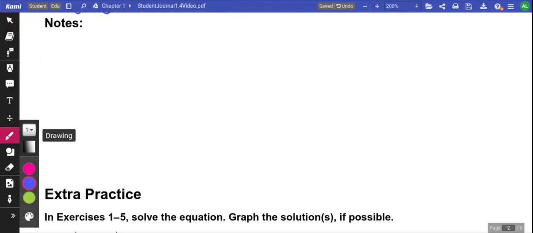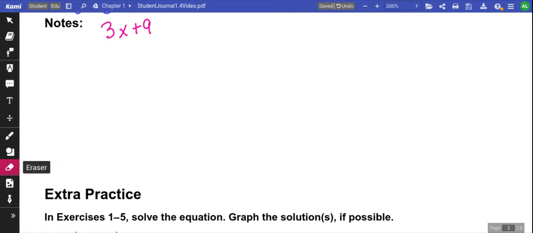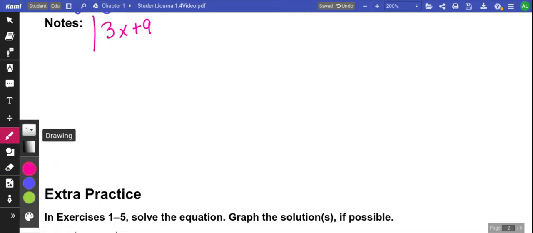Okay, so first one, I want to do absolute value of 3x plus 9. Be careful with your absolute value. Make sure it doesn't look like a 1. Okay, absolute value of 3x plus 9 minus 10 is equal to negative 4.